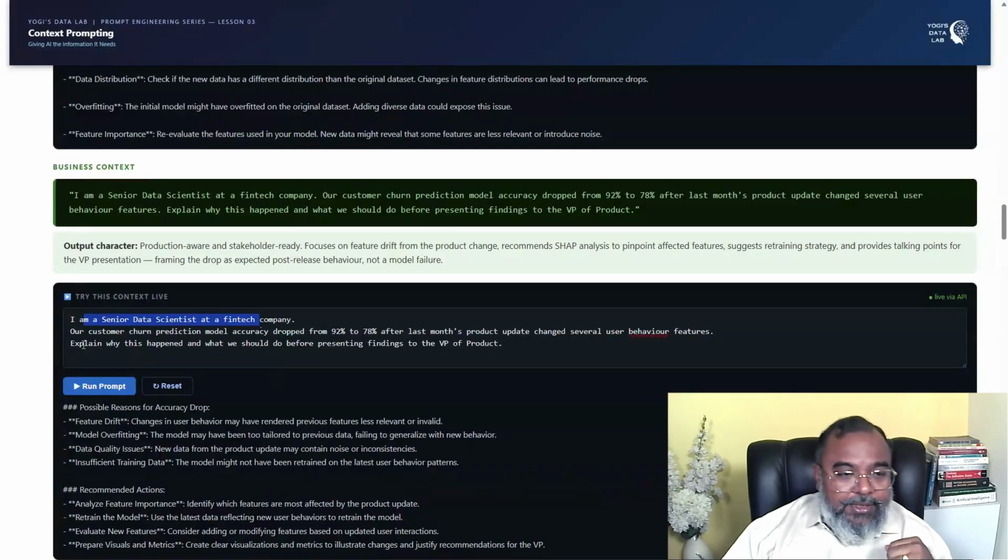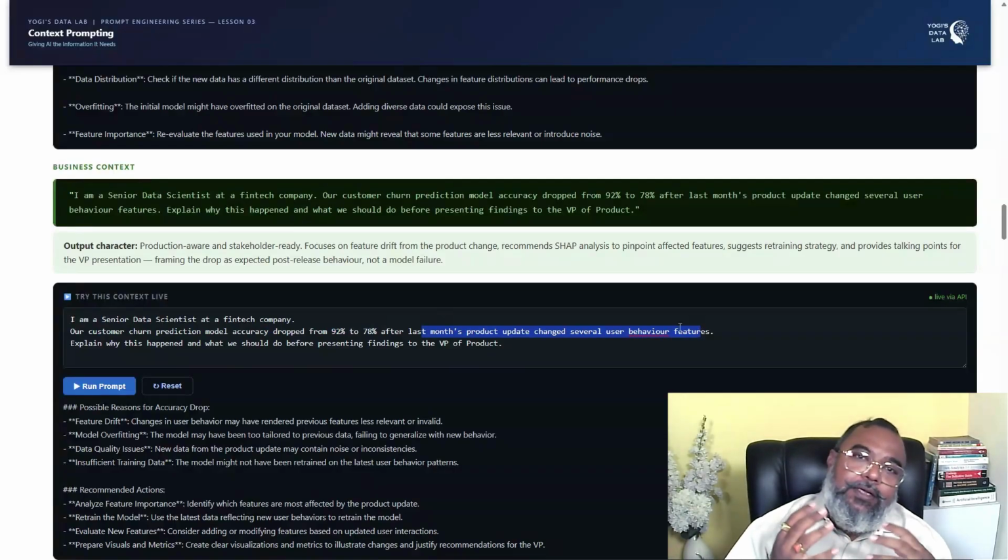Now, let's go with the third one, which says the context is that I am a senior data scientist in a fintech company. Our customer churn model accuracy dropped from 92% to 78% after last month's update changed several user behavior features. Explain why this happened and what we should do before presenting the findings to the VP of product. So this is pretty much clear whom you have to present it to. What is the current profile, where the person is working, what is the model that was there, and what actually triggered the change. So it can think exactly on those lines. Just set a complete context over here.